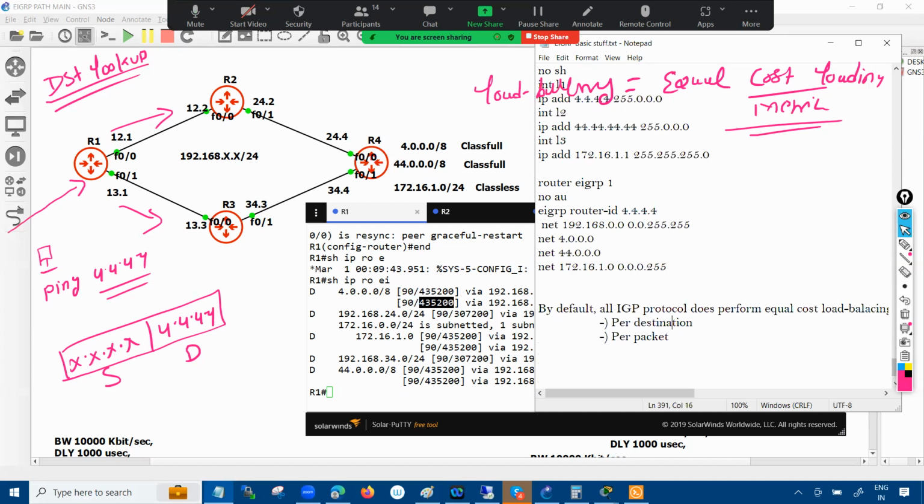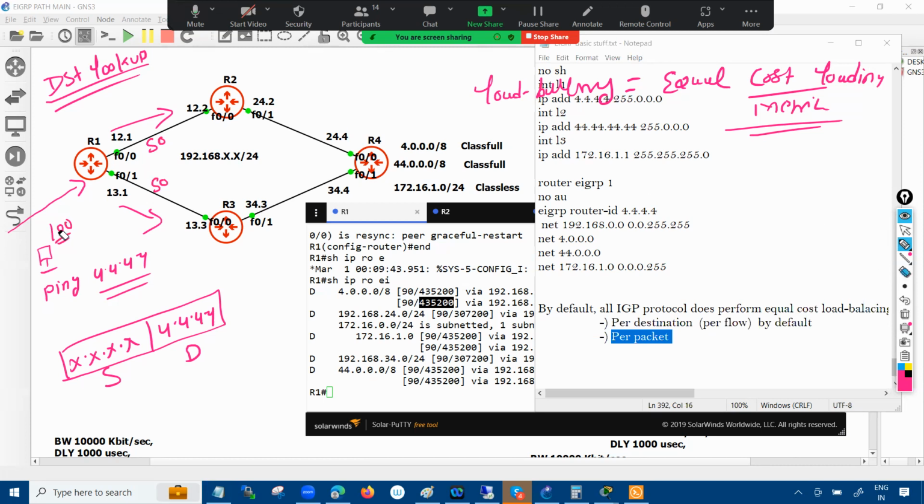Per destination is the default right now. Sometimes it's called per flow as well. Nowadays it's the default. Per packet is not the default. In the initial days when networking was growing, at that time the load balancing was per packet. Now it's per flow. What does per packet mean? For example, if the PC is sending 100 packets, 50 packets will go via this interface and 50 packets will go via this interface. That's the meaning of per packet.